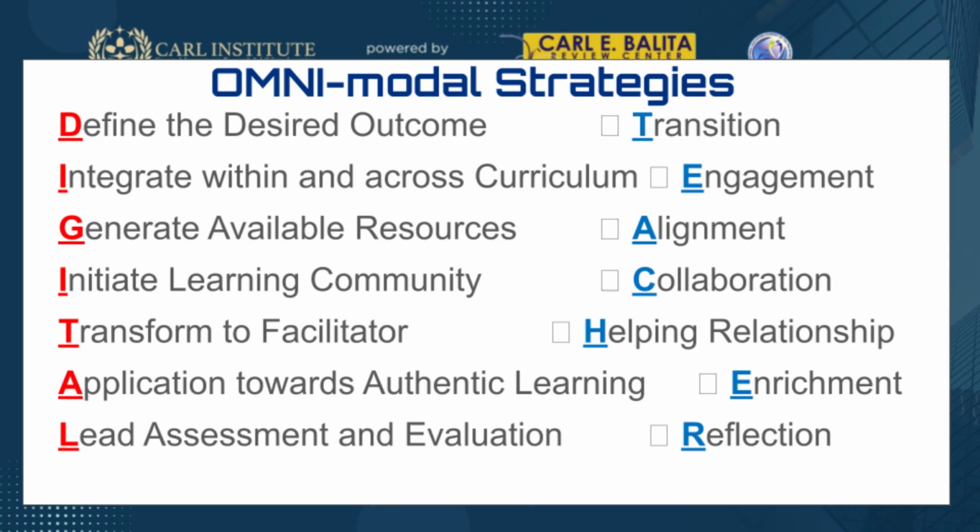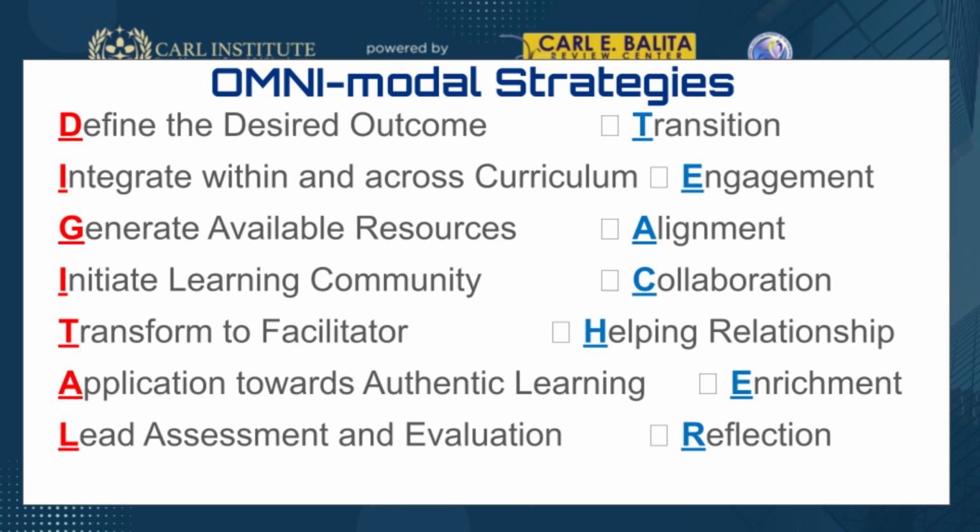I. Initiate learning community. Outcome: Collaboration. Building a learning community extends collaboration beyond the classroom. It provides a support system where students can work together, share ideas, and learn collectively. T. Transform to facilitator. Outcome: Helping relationship. Teachers shift from being sole knowledge providers to facilitators, guiding students to take charge of their learning. This supportive role fosters independence and confidence.